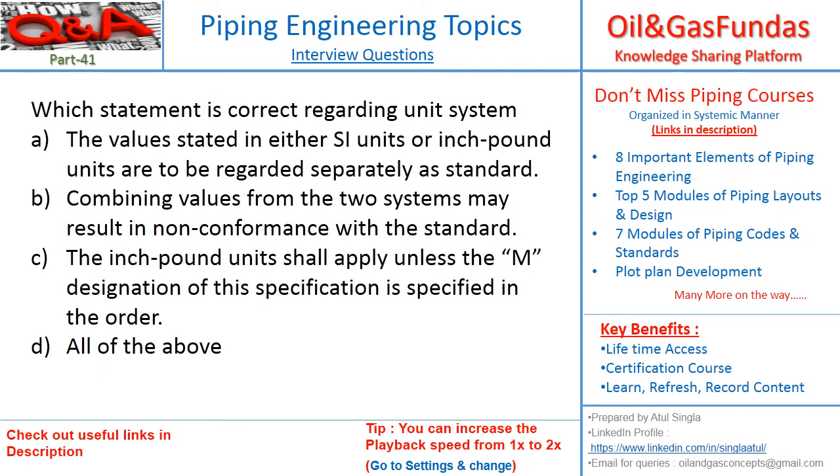Which statement is correct regarding unit system? The values stated in either SI or inch pound units are to be regarded separately as standard. Combining values from two systems may result in non-conformance with the standard. The inch pound unit shall apply unless M designation of this specification is specified in the order, or all of the above.